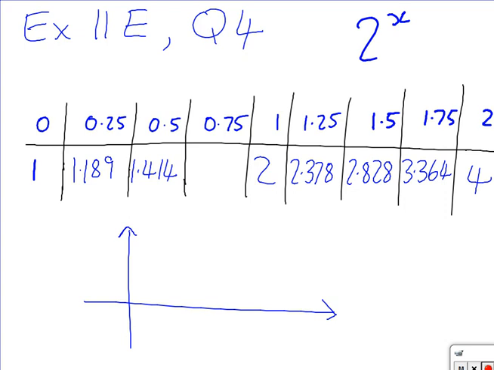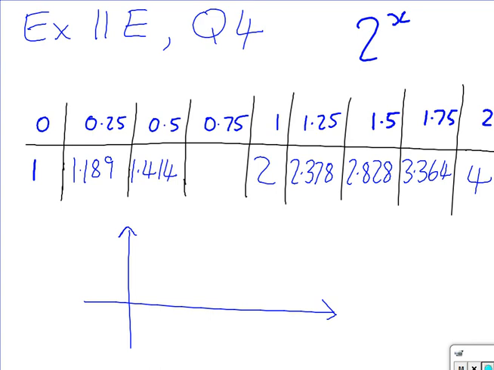So let's do an example. Let's look at exercise 11E, question 4. In the exam, you would normally be given a table, and the first part would be to fill in some of the table, and the second part would be to use the rule to find the area under the curve. So we're going to skip a little bit.